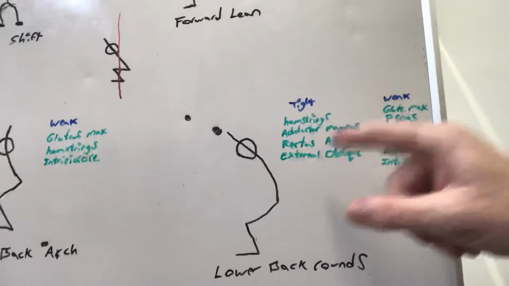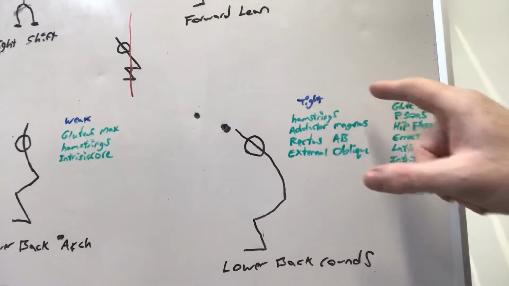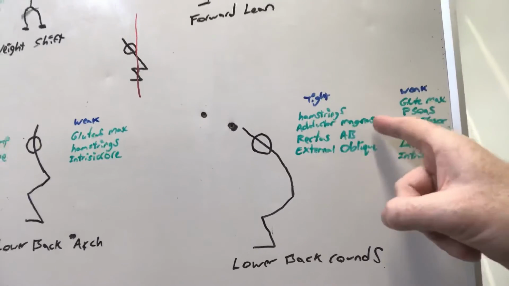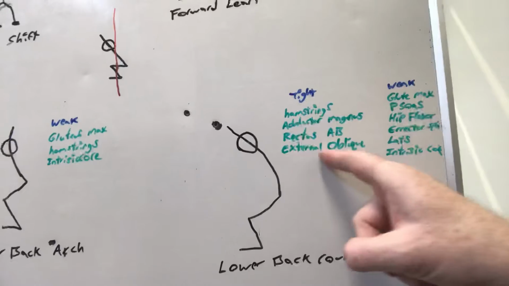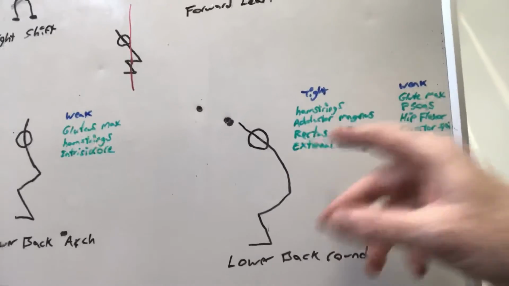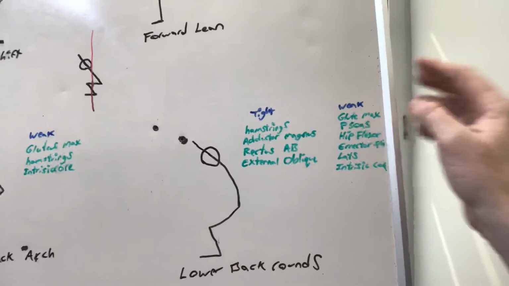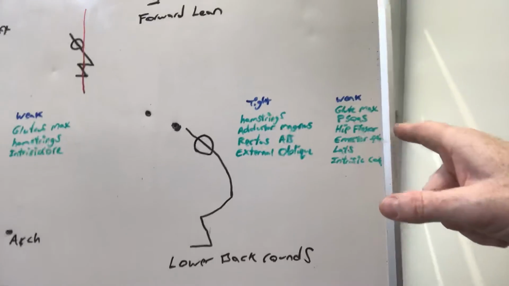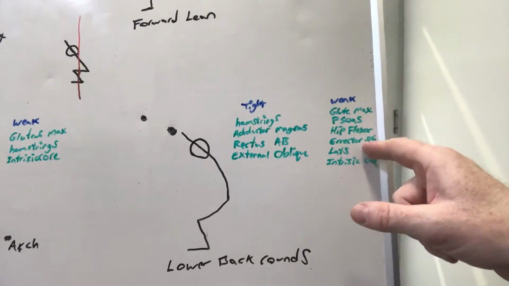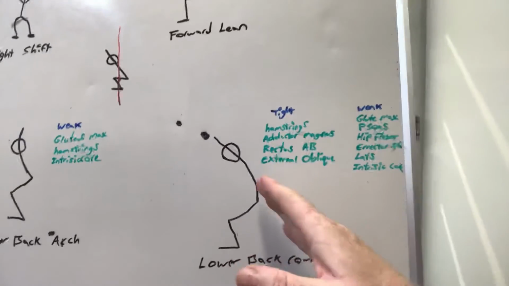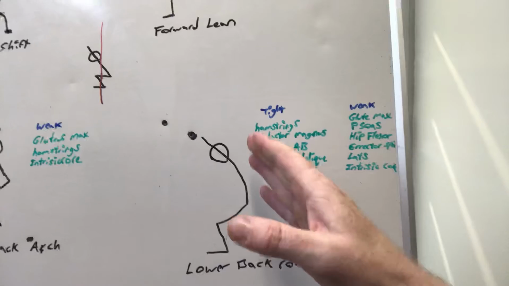get that hip active. So right here we've got tight hamstrings, tight adductor magnus, so right through the hamstrings, rectus abdominis quite tight, external obliques are quite tight, and then we've got weak glute max, the psoas major, hip flexor complex, erector spinae, and lats are quite weak, and intrinsic core stabilizers. So there's quite a lot going on to make that happen.